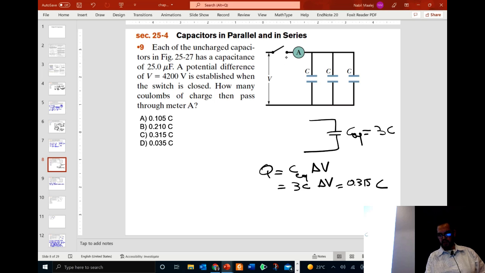So that's how much charge flows through the ammeter. Remember, when we close the switch, electrons are going to be moving through the ammeter here, and so the ammeter measures current. They will be moving until we reach equilibrium. When we reach equilibrium, that means the potential across all of the capacitors is equal to the potential of the battery. Next problem.